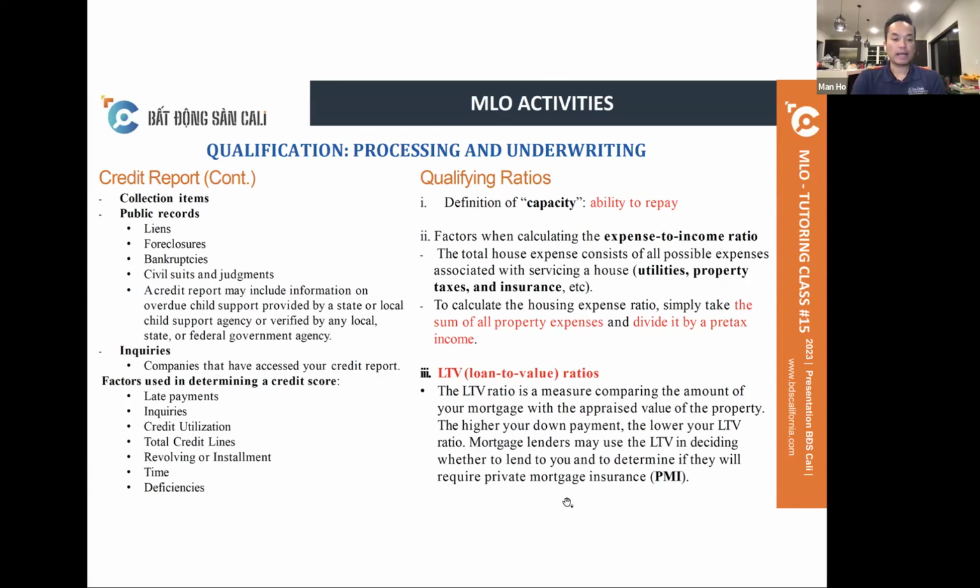Okay, inquiries. Companies that have access to your credit report. Okay, I want to buy a house right now. Today my loan officer does a hard pull on my credit report. That's one inquiry. Okay, I want to shop around. I go to a different loan officer. That loan officer runs my credit report again. I got two inquiries. Okay. However, if you are in the process of buying a house, it's okay to run 1 to 5 inquiries because eventually you only take out one loan. Okay, but don't go out and do like 10, 20 inquiries.